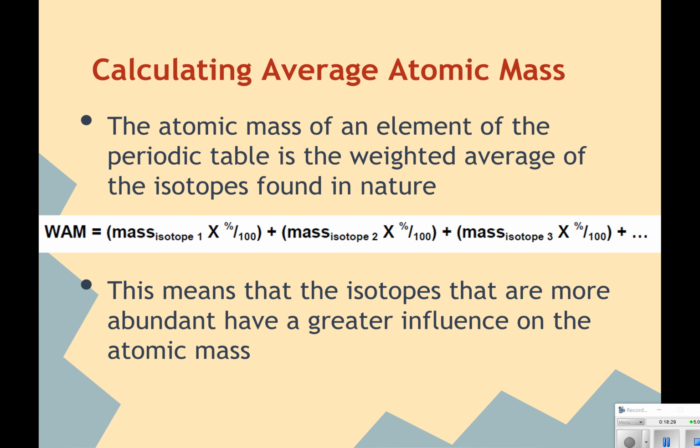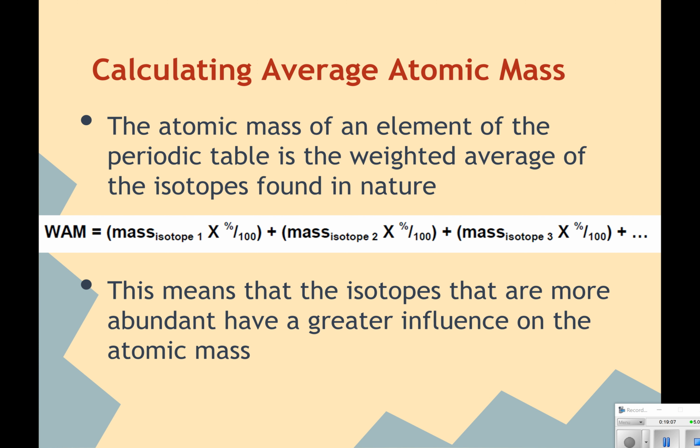Now on to the last part. We're going to talk about calculating the average atomic mass, or the weighted average mass of an element. And the atomic mass of all the elements on the periodic table is the weighted average of all the isotopes that we find in nature. This means that the isotopes that are more abundant are going to have a stronger influence on what that atomic mass actually is. And for example, since carbon-14 is not very abundant, it doesn't have a big influence on the average atomic mass. And we're going to use this equation here, which is kind of confusing.